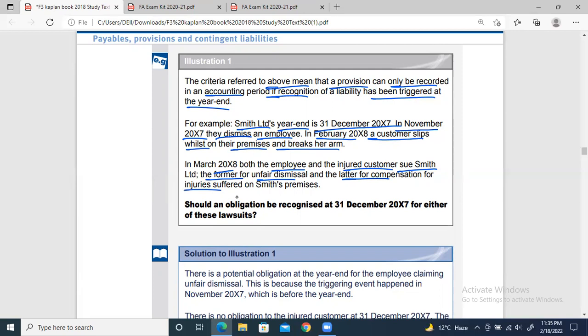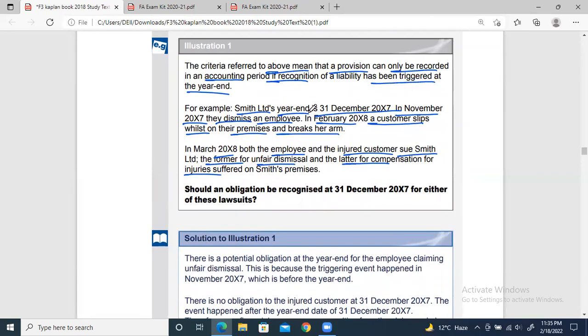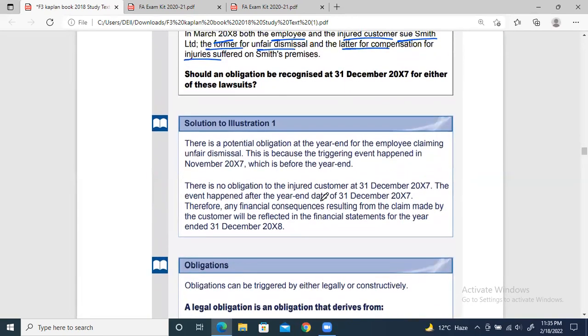So what's happening is that they both have sued the company, the customer who fell and the employee for the unfair dismissal that happened over here. Let's see the solution. There is a potential obligation at the year end for the employee claiming unfair dismissal. This is because the triggering event happened in November 17, which is before the year end. So these are just normal concepts that we should understand. There is nothing to learn over here.